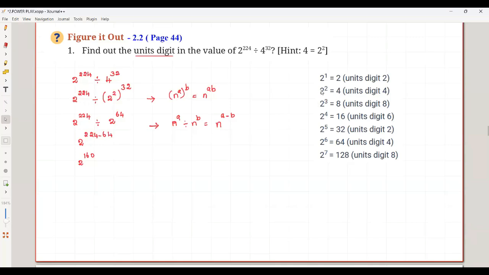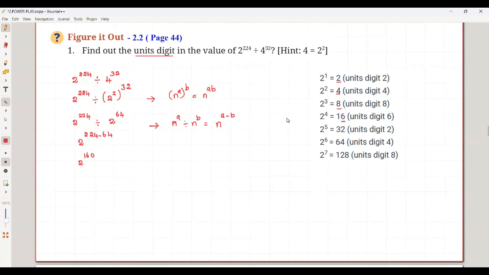That means whatever power we take, the ending digit will always be either 2, 4, 8 or 6. These are the possible ending digits for powers of 2, and only these will keep repeating: 2, 4, 8, 6, 2, 4, 8, 6. Now, how many digits are repeating? 4 digits: 1, 2, 3, 4.